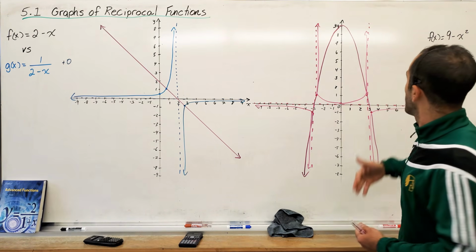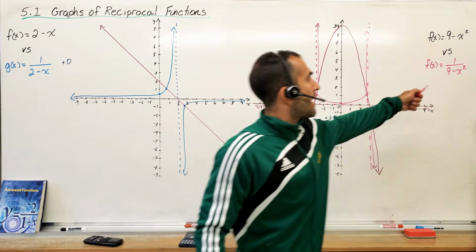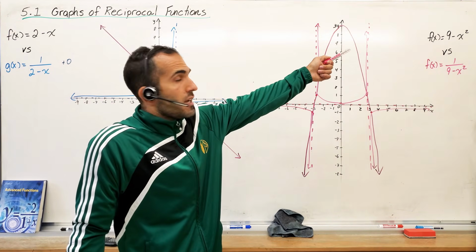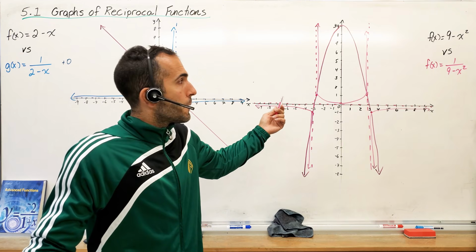Now, what if you're just given the equation and you don't really know how to graph the reciprocal function? You don't want to graph this. Okay, can you graph that in 2 seconds, like a grade 10? Yeah, of course. 9 minus x squared should take you under 10 seconds to graph.